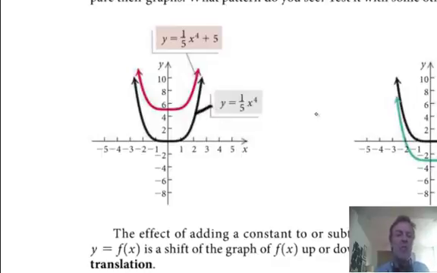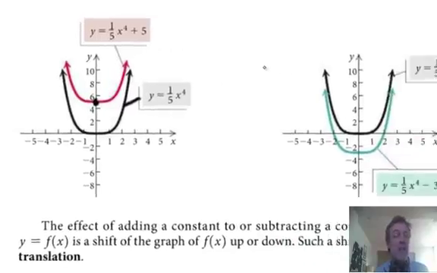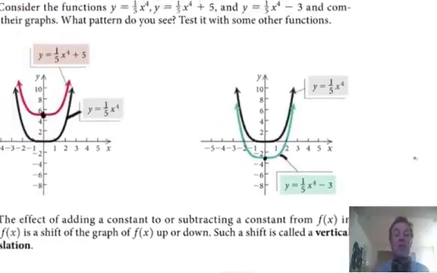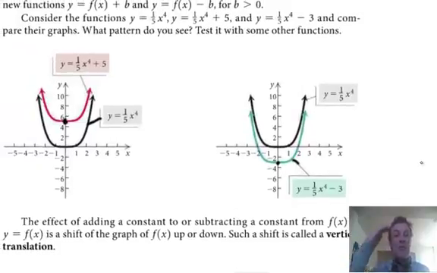If all of a sudden I do 1/5 x to the 4th plus 5, I'm going to move it up 5. Hence, it'll go through here. See? 5. There you go. If I have 1/5 x to the 4th minus 3, I'll have this here. Again, minus 3, there it is, down at minus 3, cutting through the y-axis. So that's just vertical translations, up and down. So, plus 5, minus 3. That's fairly logical. Take the graph, move it up 5, take the graph, move it down 3.